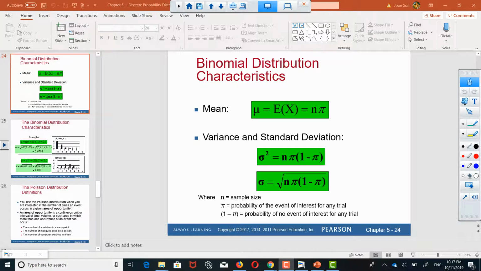Okay, let's talk about binomial distribution, the characteristics, especially the mean and variance and standard deviation. We use sigma for the variance and standard deviation, right? So let's talk about the mean and the variance or the standard deviation of binomial distribution.